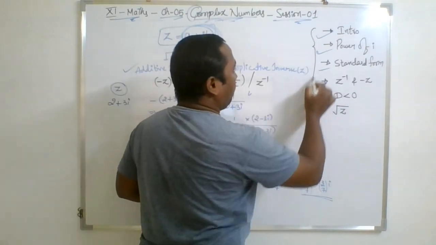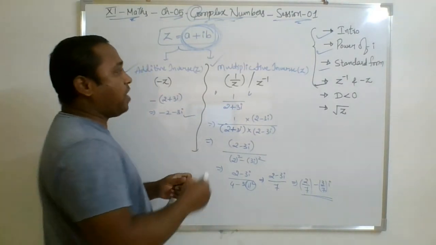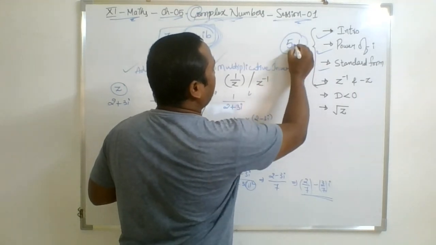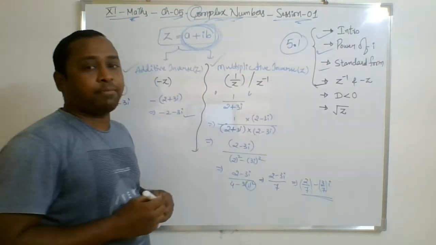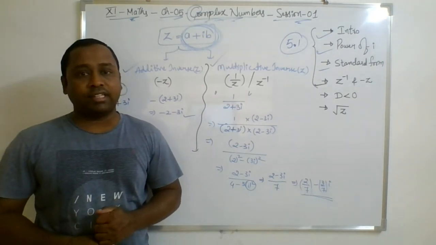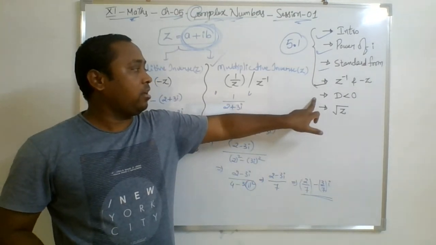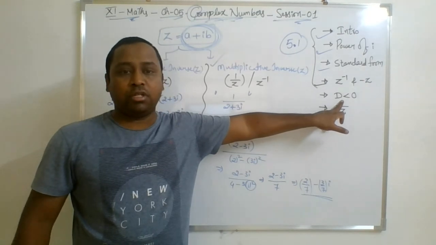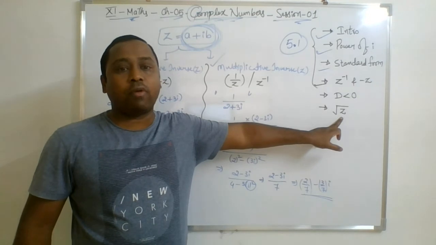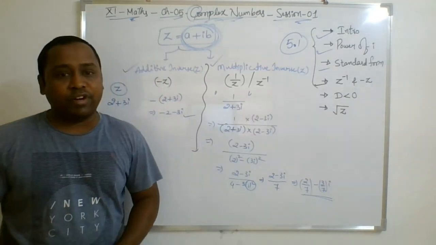So you may solve these four parts from the NCERT, that is 5.1. So you can finish the first exercise from the complex number chapter with the help of this video session, right? This recording session. And in the next session, I will take the quadratic equation where the discriminant is less than 0. I will also take square root of complex number. These two concepts will be taken in the next video lecture.